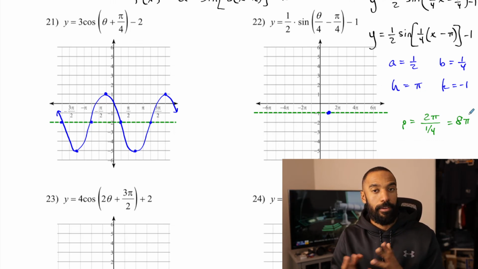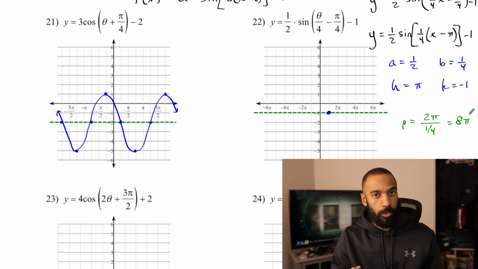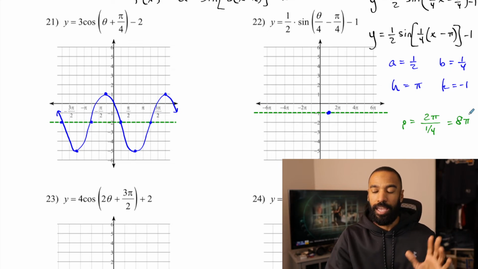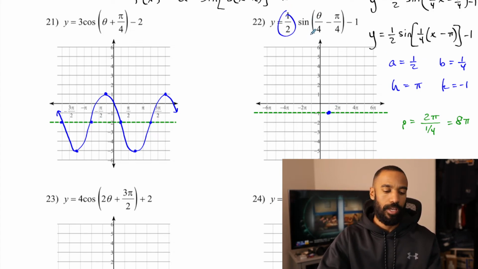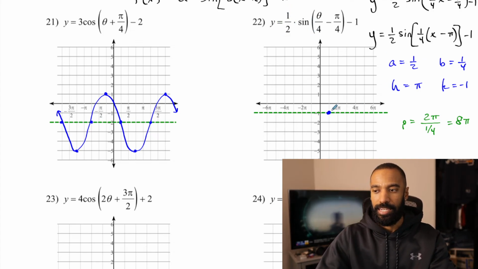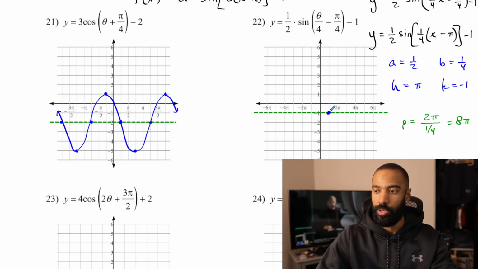If you divide 8 pi by 4 into its increments, all those are 2 pi's, right? Divided by 4, you get 2 pi. Every 2 pi units, we're going to do a new thing. Now, 1/2 is your amplitude, so we're going to hit a 1/2 up and down every 2 pi units. So here's 1 pi, 2 pi, boom. We're going to go up 1/2.